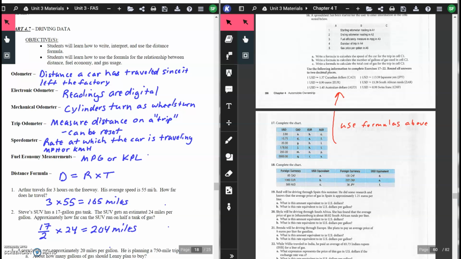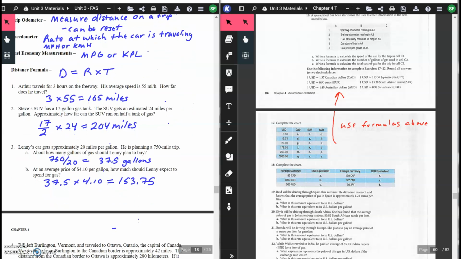You have a trip odometer. This measures the distance on a trip, and this part can be reset. You have a speedometer. This is the rate at which the car is traveling, and it's miles per hour or kilometers per hour. Fuel economy measurements, miles per gallon or kilometers per liter. And the distance formula is distance equals rate times time.